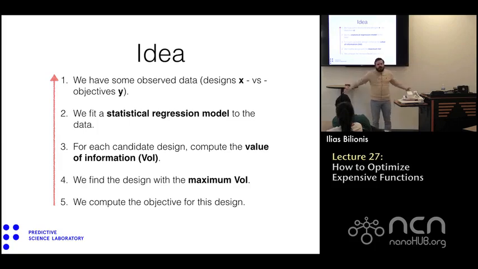So you start with some X's and Y's, you build a Gaussian process surrogate, and you use the Gaussian process surrogate to quantify the value of information, the value that any design you may try out may give you. Then you find the design with the maximum value of information, you do that, you add it back to your data set, and you repeat. You repeat until you run out of money, or if the value of information is low.